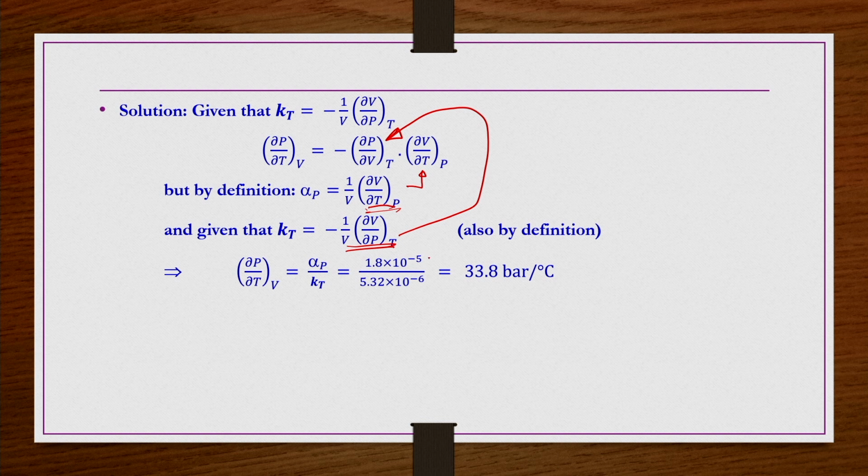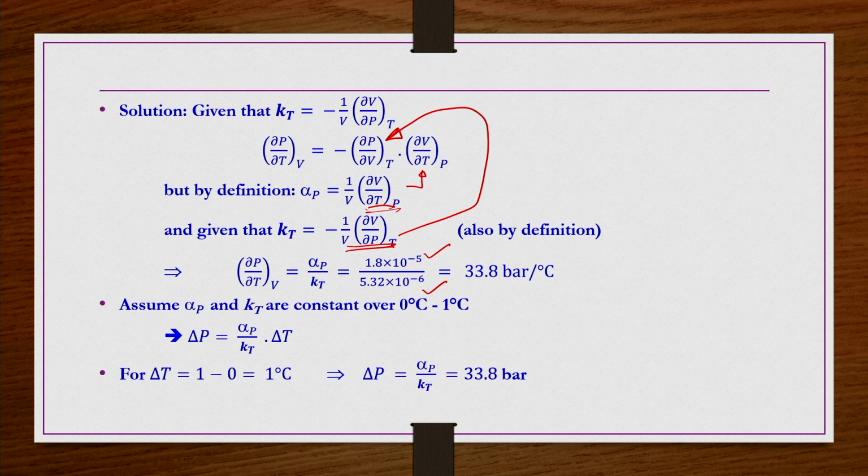Alpha p is given in the problem, Kt is given, so we substitute here. Then you will get 33.8 bar per degree centigrade. Now, delta T is 1 degree centigrade. So delta p is equal to alpha p by Kt times delta T, and that itself would be the pressure developed if you change the temperature from 0 degree centigrade to 1 degree centigrade.